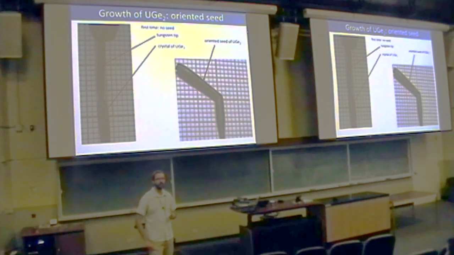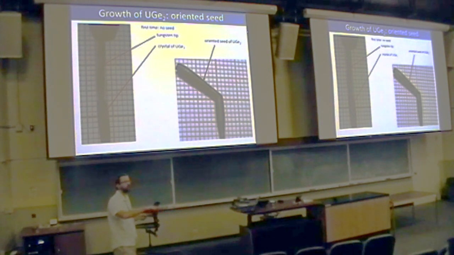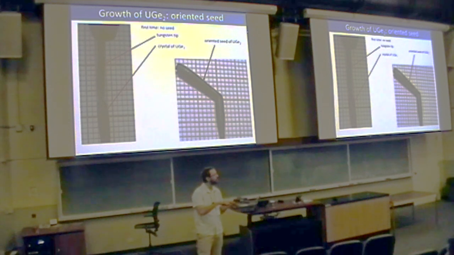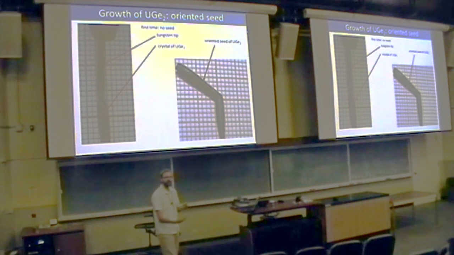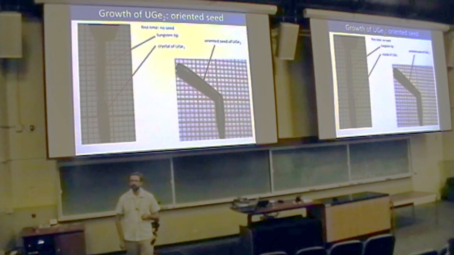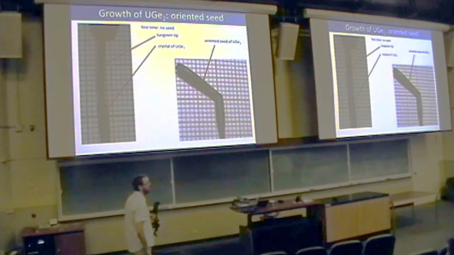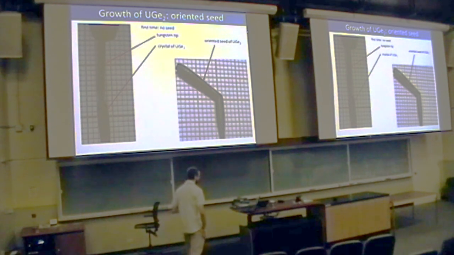So you can use this seed, and you can even orient the seed along a particular axis of growth. This technique is really nice because you can control the growth direction with respect to the crystallographic structure. And so, for example, here you have a seed that was oriented so that we can grow the next crystal out of a specific direction.